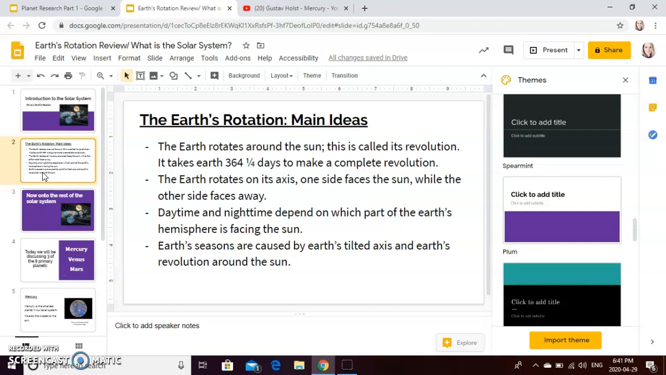Overall, what we should have learned from those two previous lessons is that all of these things that we now know about Earth's revolution and rotation help us to better understand why we have seasons, daytime and nighttime, and why we consider a full year 365 days. So the Earth's rotation helps us to measure time.